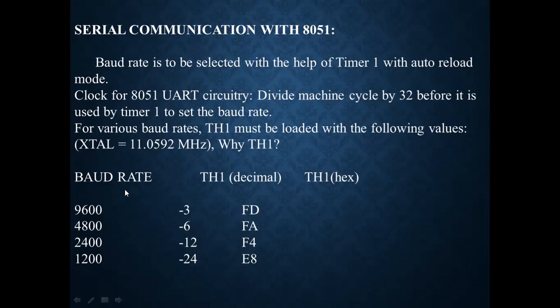As we have said, the 8051 microcontroller can communicate with the receiver with different baud rates. Here you can see four different baud rates have been given, and their particular equivalent value is loaded in TH1. Now there is a question also. Why this TH1? Can anyone tell why TH1 only?